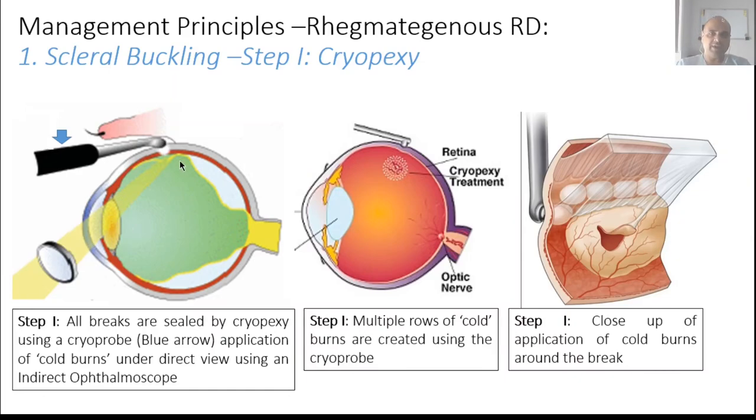And once you have located a break, we seal it by applying a cryoprobe on the outside from the scleral side, and we produce multiple rows of cold burns around the break, just like we were sealing the breaks with a laser, as we saw in the picture in which a break was sealed without a detachment. Multiple rows of laser were applied around the break. So multiple cold burns are applied around the break externally from the scleral side, like so.